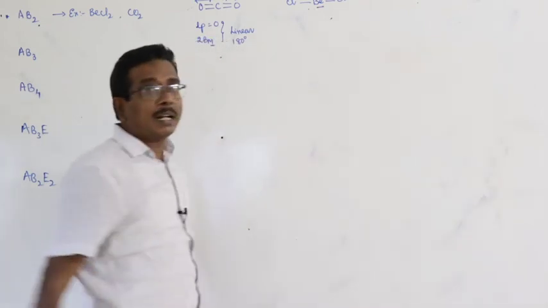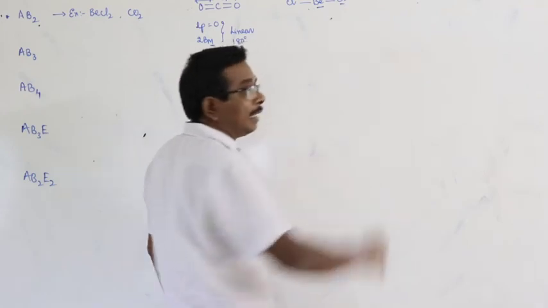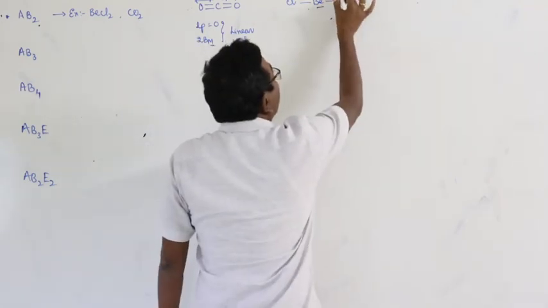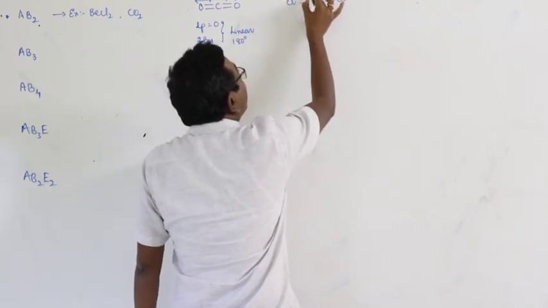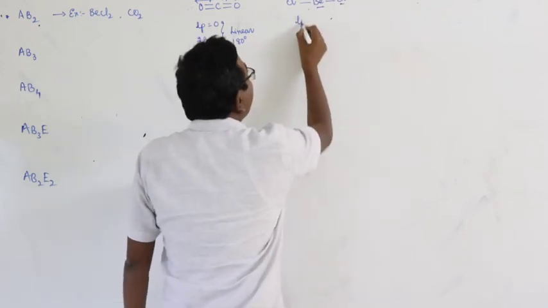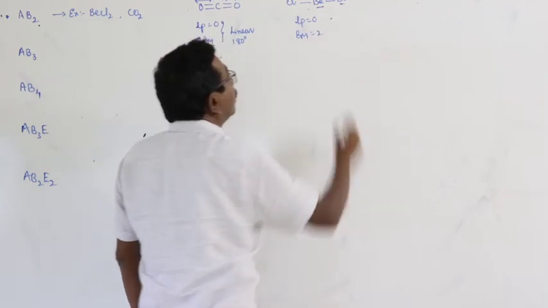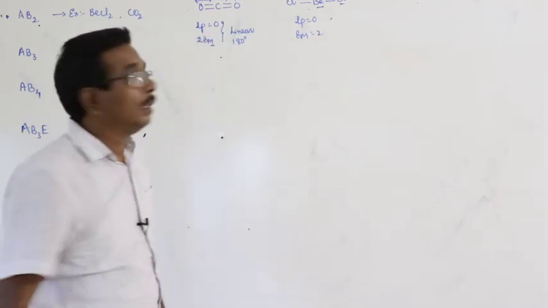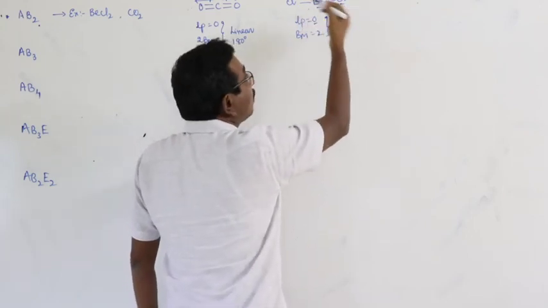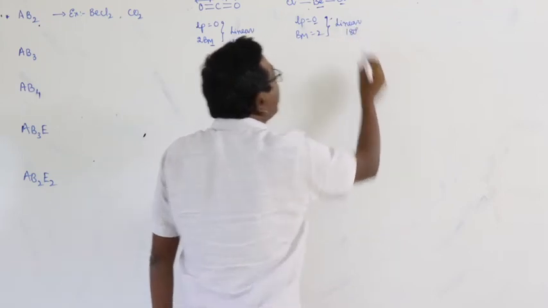Now BeCl2. Beryllium electronegativity 1.5. Chlorine electronegativity 3. 3 minus 1.5 is equal to 1.5. And here this is the direction of the bond moments. This is mu1, this is mu2. Number of lone pairs is equal to 0. Number of bond moments is equal to 2. Automatically based on the number of bond moments and number of lone pairs equal to 0, the shape of the molecule is linear and bond angle is 180 degrees.